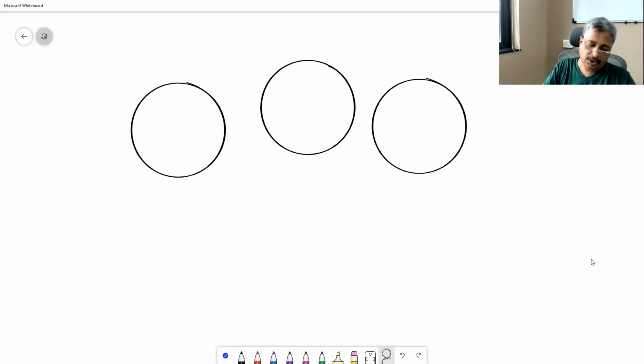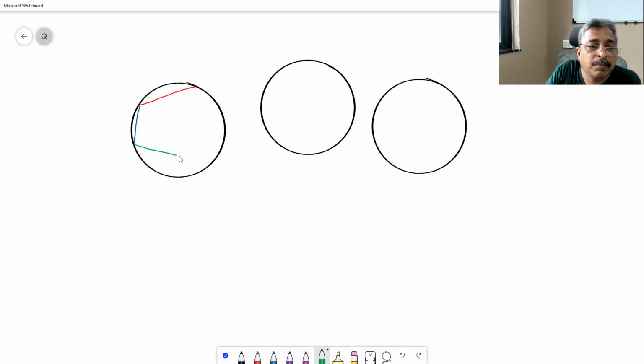So I have got 3 circles and I have to draw a cyclic quadrilateral using different colors. Red, blue, green, and I am trying my level best not to have a parallelogram or a trapezium.